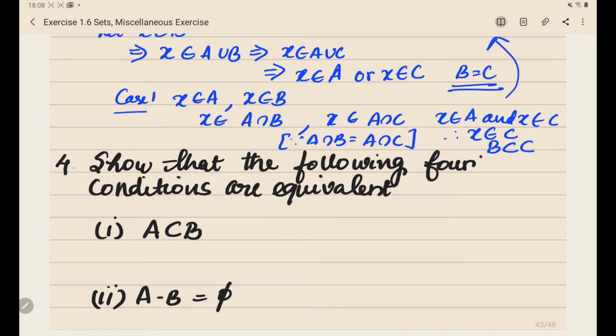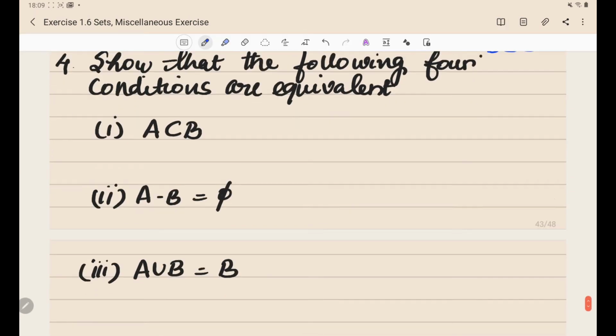The fourth problem is: show that the following four conditions are equivalent. There are four conditions given and we have to prove that all of these are equivalent to each other. That is, A is a subset of B, A minus B is equal to phi, A union B is equal to B, and A intersection B is equal to A. You can also prove these problems using Venn diagrams, yeah? So for our task, now we will show that the first and the second conditions are equivalent. That is, we are going to prove that A is a subset of B is the same as A minus B is equal to phi. So let's directly start with the first part of it.